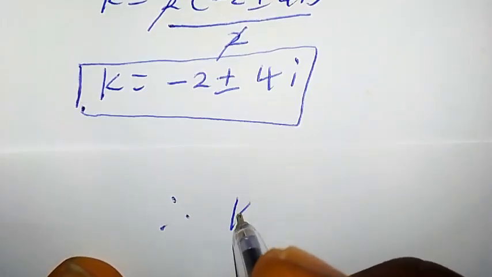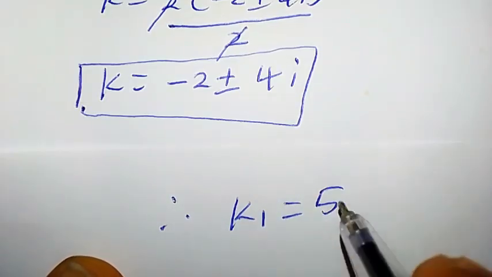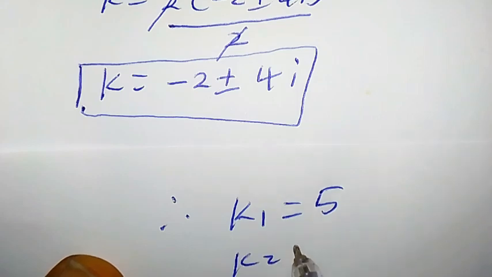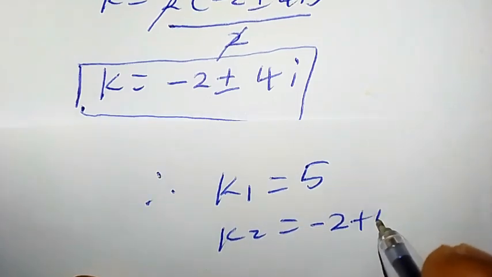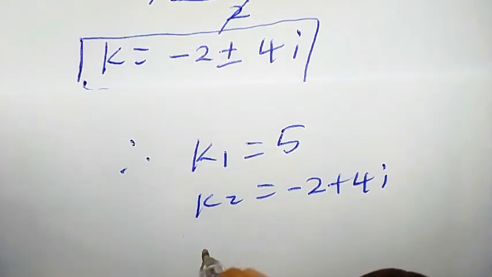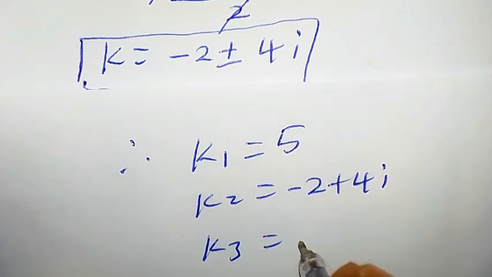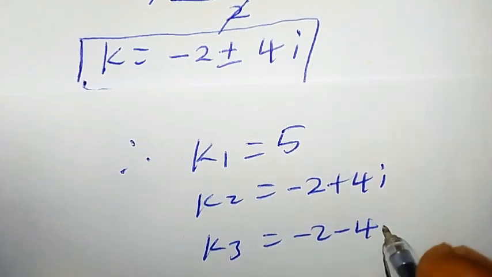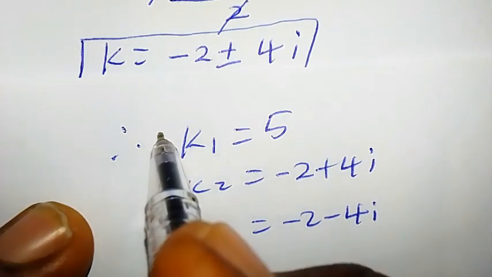Therefore, k1 is equals to 5. This is the first solution. From here, k2 is equal to negative 2 plus 4i. And the third solution, which is k3, is equals to negative 2 minus 4i. These are all the required values of k for this beautiful equation.